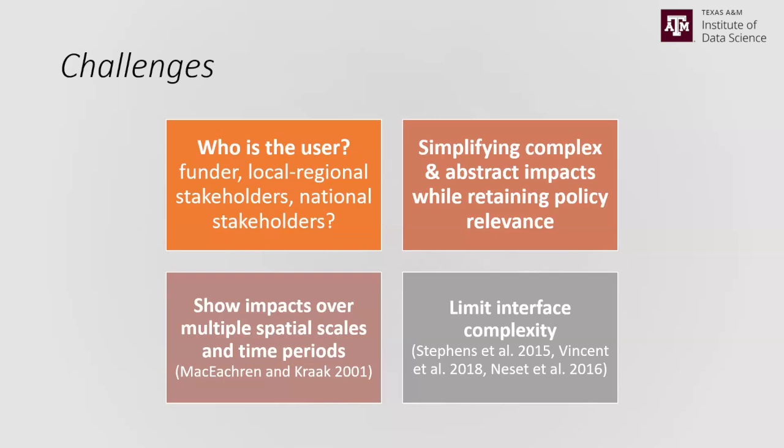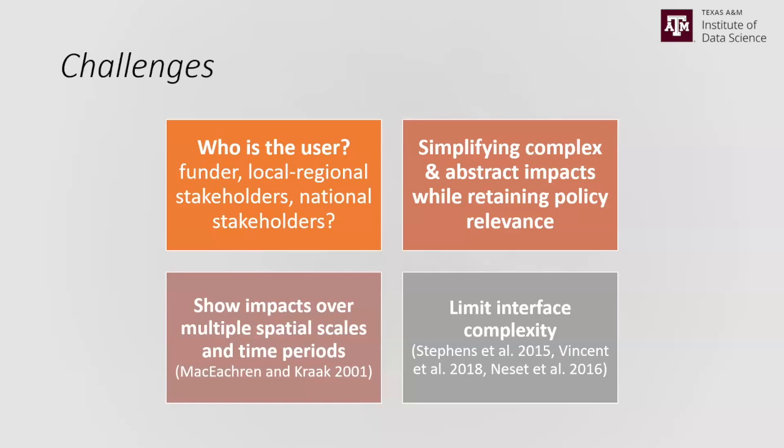Simplifying complex and abstract impacts while retaining policy relevance. So I mentioned GDP earlier. Maybe for a congressperson or certain wonks in DC or up in Austin, something like GDP is great. But for state and local government officials, certainly members of the general public, GDP, maybe not the easiest thing to explain. So we wanted to make sure we had some of those great summary indicators like GDP, but also some things that were more relevant to people in their daily lives.